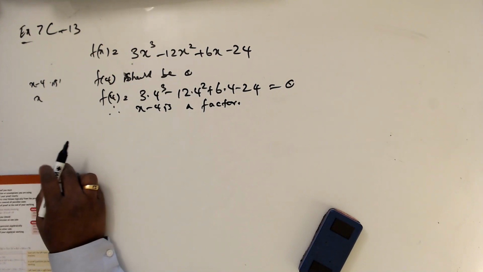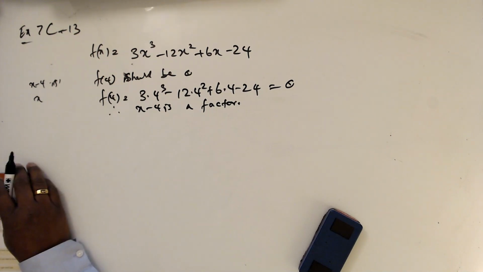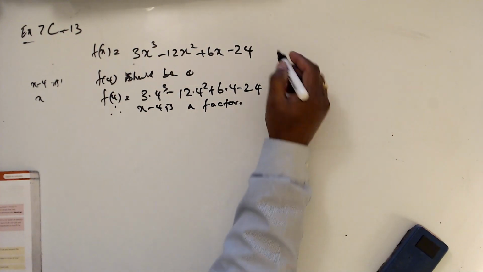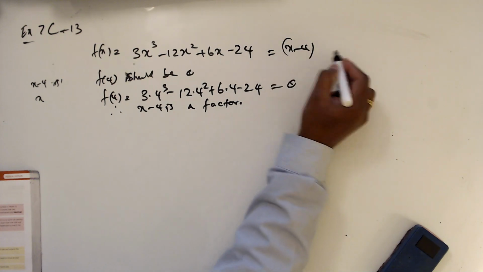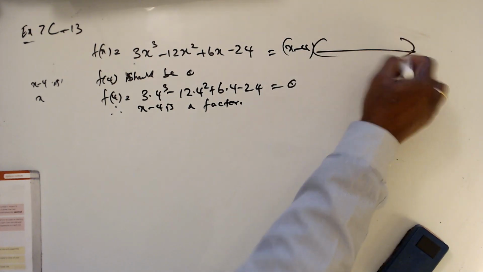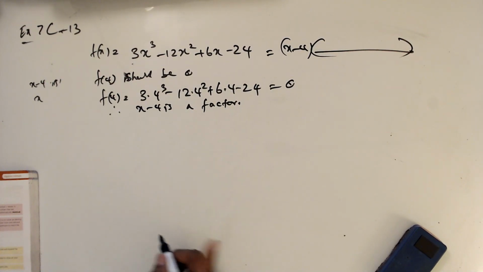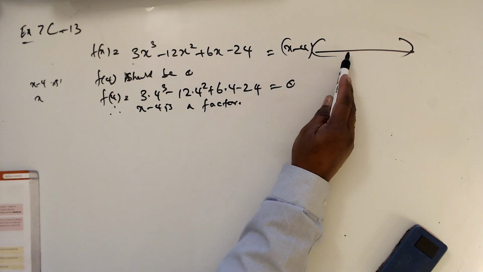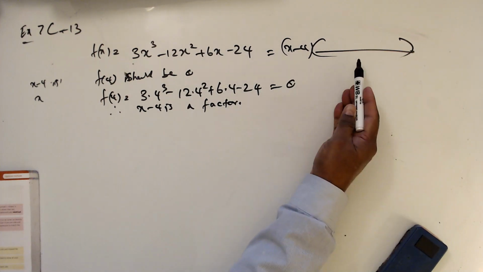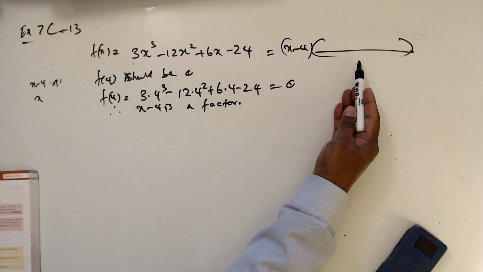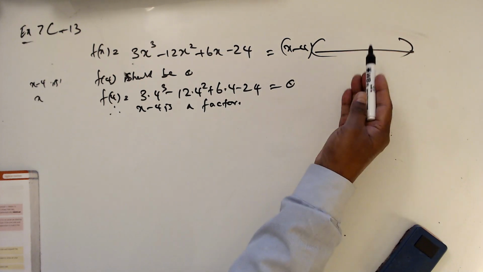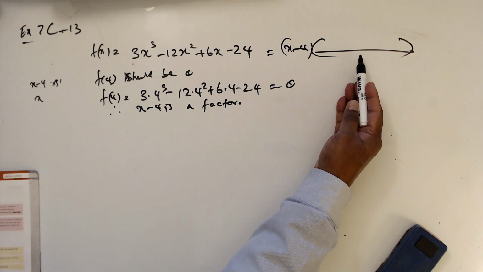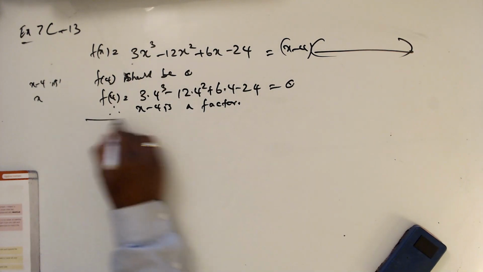Part 2: hence show that 4 is the only real root. Now, x minus 4, and I want to find the rest of the factors. This is a cubic equation, this is linear, this has to be quadratic, and I want to show that either I have to factorize, or if I can't factorize, then I have to show b squared minus 4ac is less than 0.